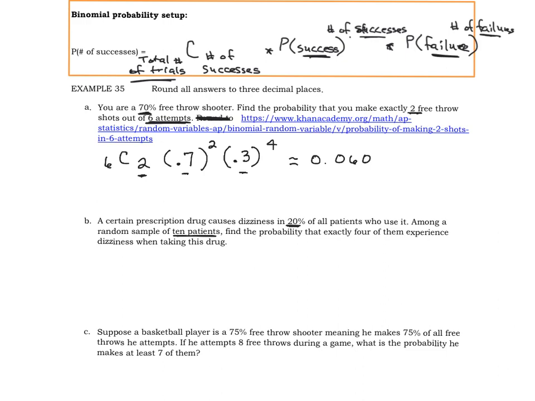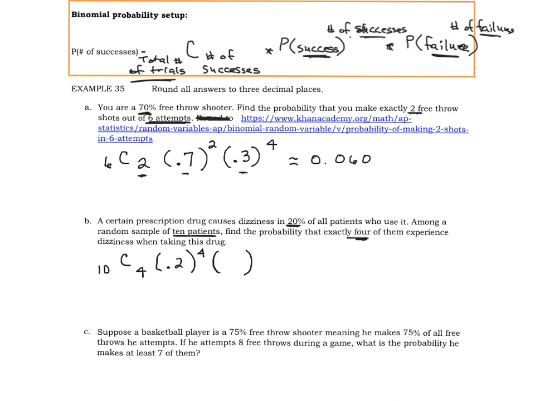All right, so how many is the total number of trials? We have 10 patients. And I'm finding the probability that exactly 4 of them experience dizziness when taking the drug. So that's actually a success. So if that happens in 20% of the patients, that makes the probability 0.2, raised to the number of successes, so that's to the 4th power.